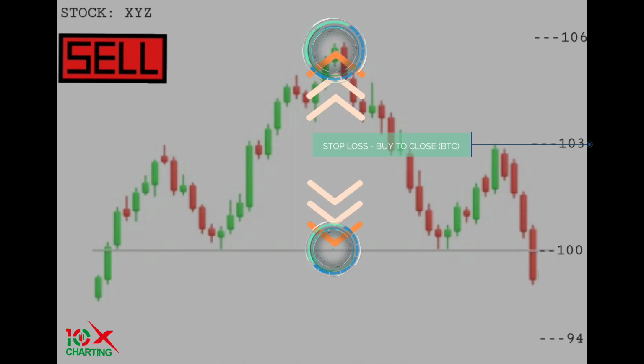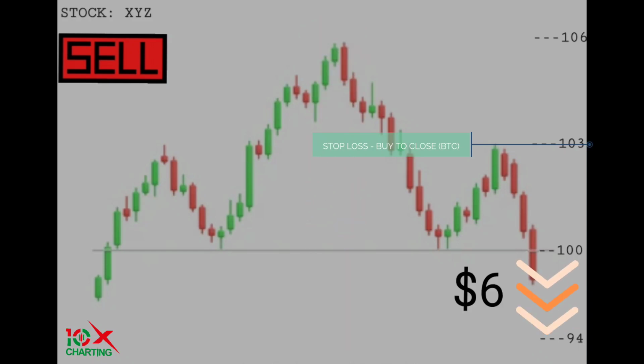from the top of the head, which is at $106, to the bottom of the neckline, which is $100. This equals $6 in distance. We would then subtract this distance from the neckline to get the target. So we could place a limit order to buy back our shares at $94, or slightly above to ensure that we get filled.